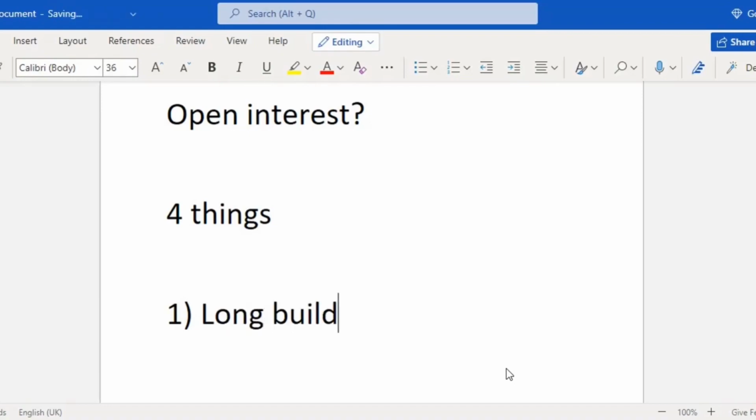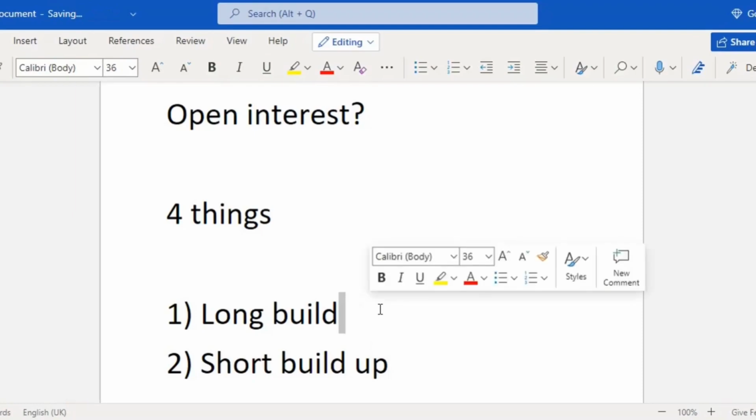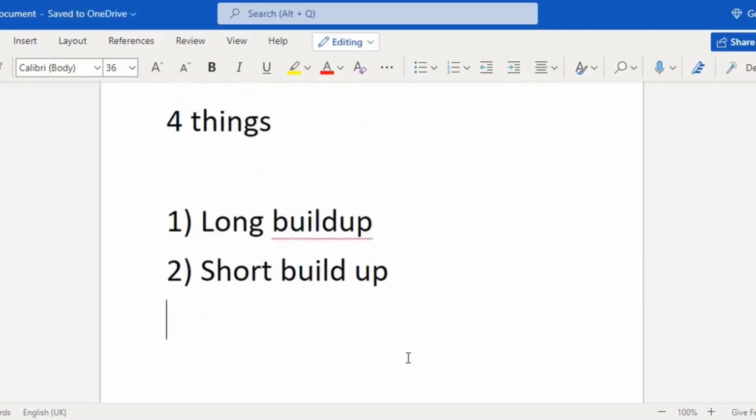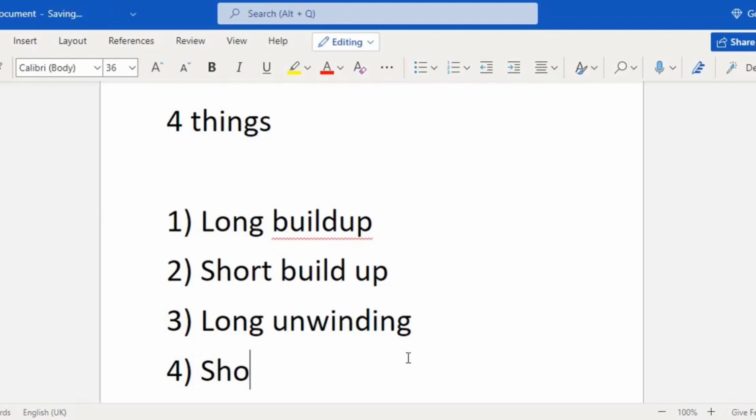Don't get confused. I'll make you explain everything. The second is short buildup, long buildup, and then short buildup. The third term is long unwinding. And the fourth term is short covering.